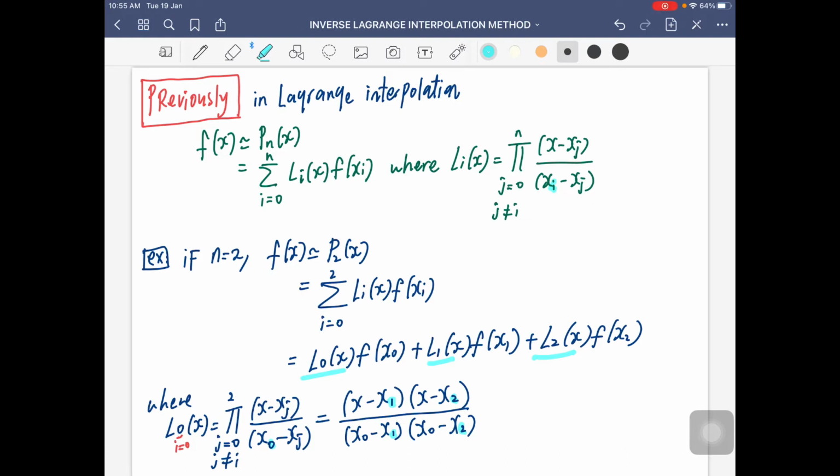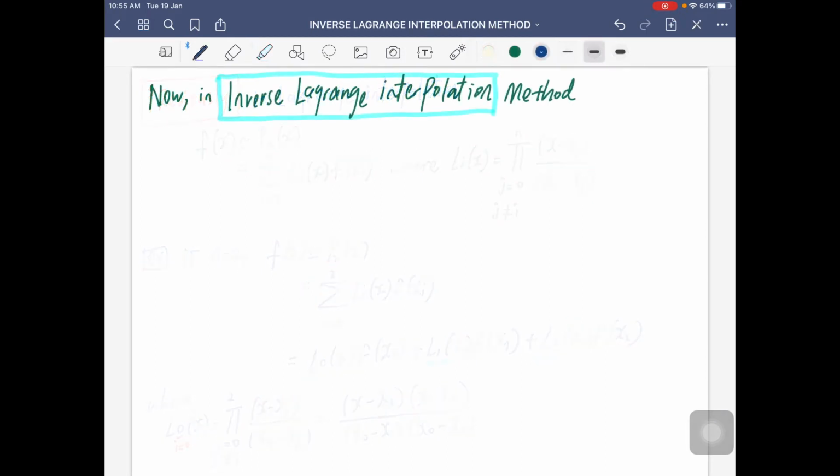Okay, so now we move to the formulation for inverse Lagrange interpolation. Now let's start. In the inverse Lagrange interpolation method, similar to inverse Newton, this time we want to estimate our x. We approximate x by using our polynomial of degree n based on the given f value. We know f, then we want to estimate our x.